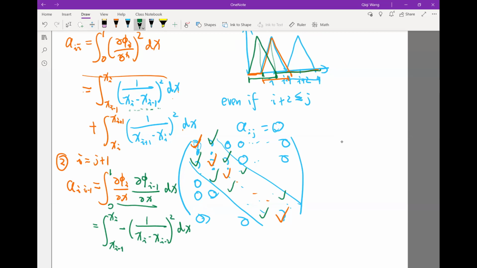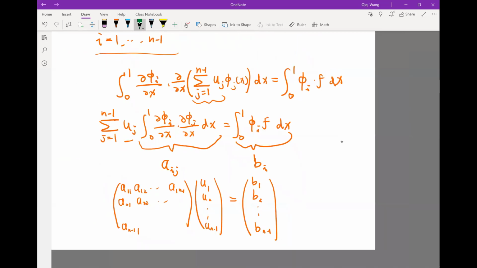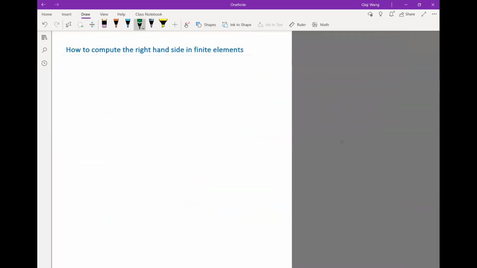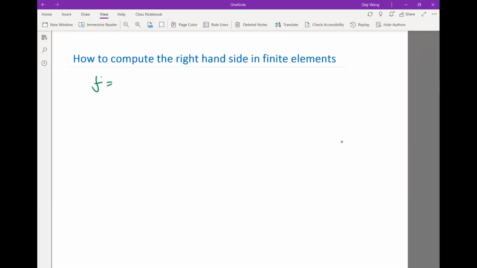So let's actually use this knowledge to start to solve an equation. I mean, we still have to figure out the right-hand side, right? But let's just use an easy function. Let's say f equal to 1. Okay, so let's try to figure out the right-hand side first for f equal to 1. So if f equal to 1, then bi is equal to the integral from 0 to 1 of phi times 1 dx.